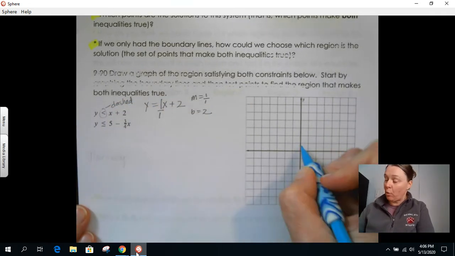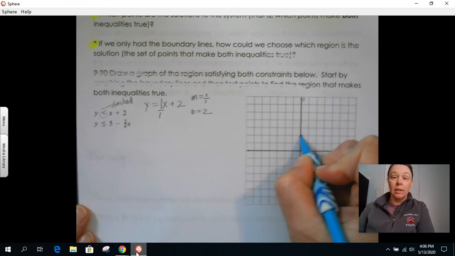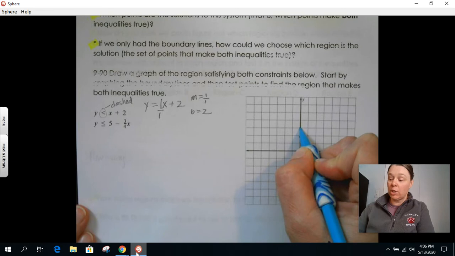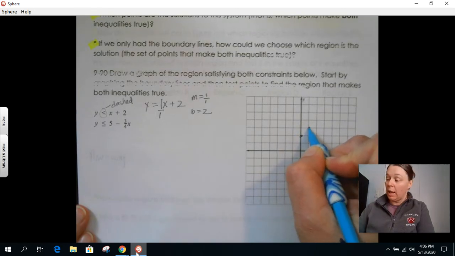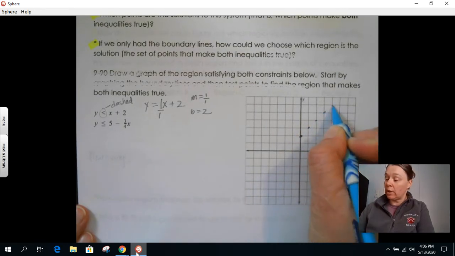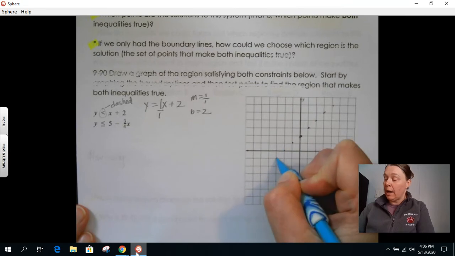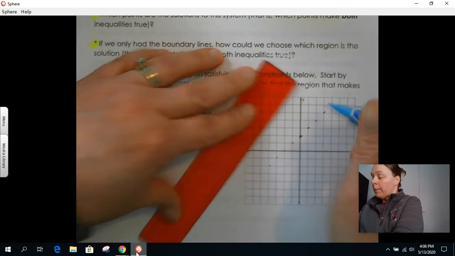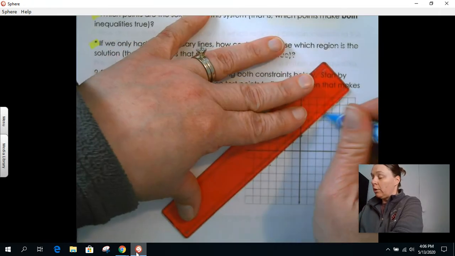Okay, so I'm going to put a point at 2 on my y-axis. My change in y is positive 1, so I'm going to go up 1. My change in x is positive 1. I'm going to go to the right 1. And I'm going to do a handful of these so that I get a nice accurate line. And then I'm going to draw a dashed line, I found a ruler, through those points.